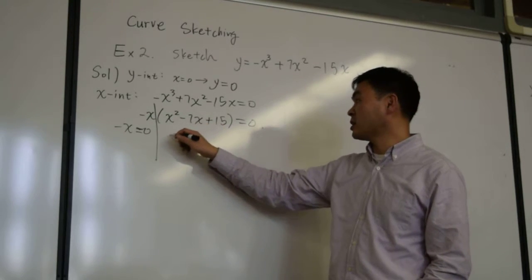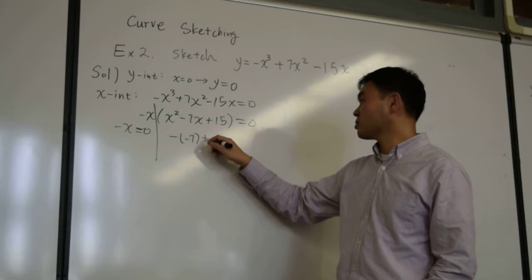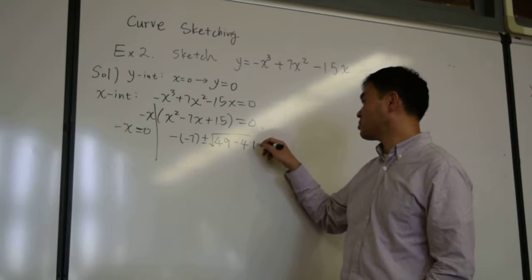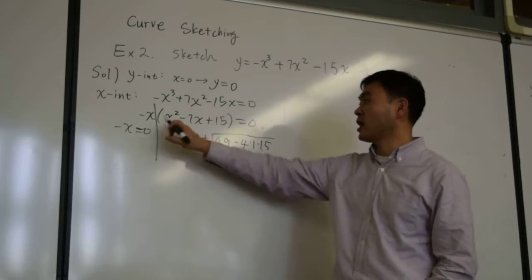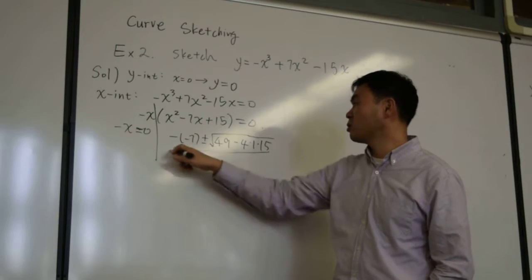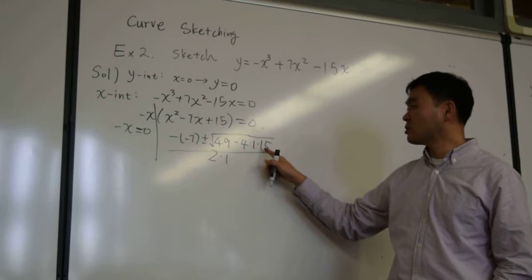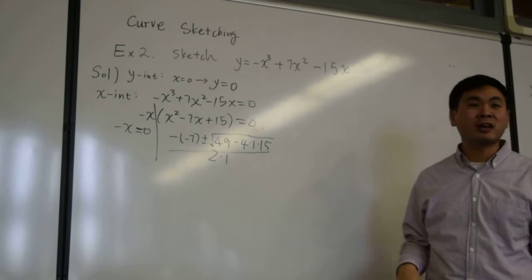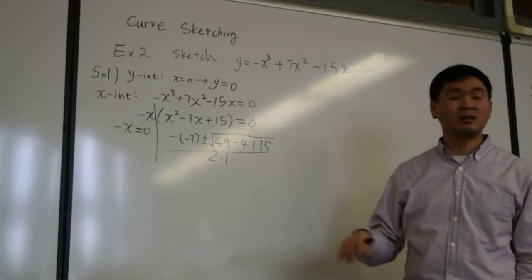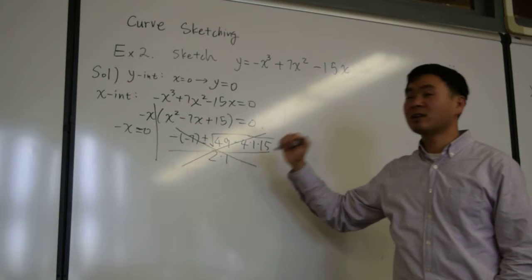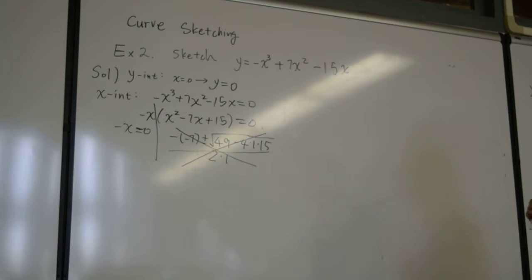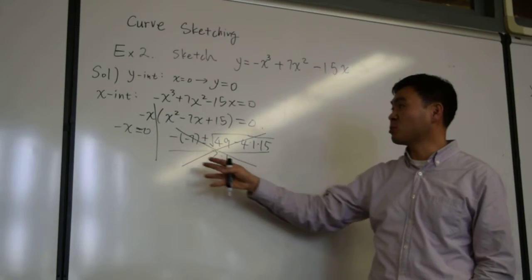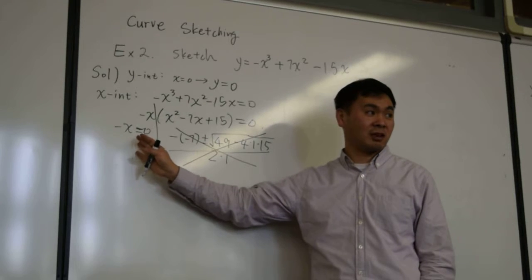With the quadratic formula, negative of negative 7 plus minus square root of 7 squared, which is 49, minus 4ac. A is 1, c is 15, so minus 4 times 1 times 15, over 2 times 1. Now, 4 times 15 is 60, right? 49 minus 60 is negative. What does that mean? It means that it doesn't have any real solution. It will give you imaginary solutions, but imaginary solutions don't have anything to do with the graph. It means that we only have one single x-intercept, which is the origin.